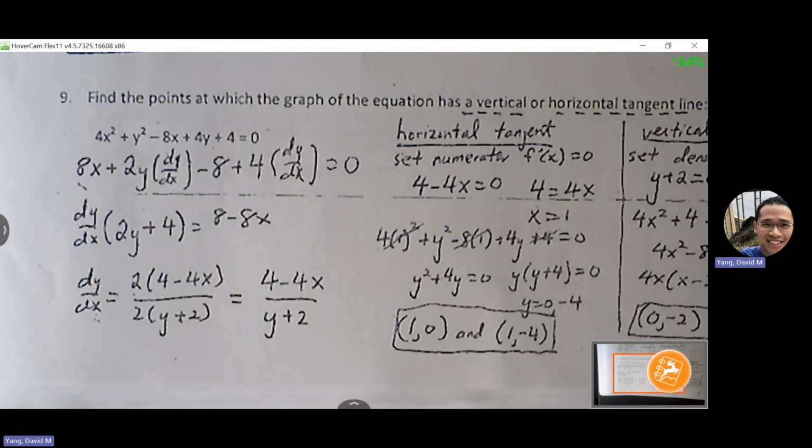I took the GCF out of my derivative, but you don't have to. It would be the same. It just makes it a little bit cleaner, potentially with smaller numbers, but don't worry about, oh, I have to take a GCF out. You can leave your derivative as 8 minus 8x over 2y plus 4, and you'll get everything you need as well.